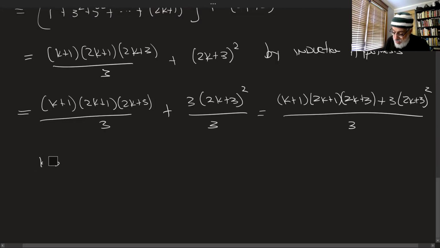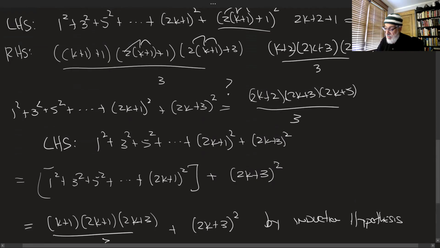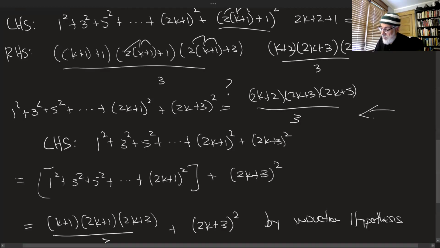Keep hitting this erase button. So the 2k + 3 term we're going to factor out, and a 3. I always think of this as where I want to end up, because we know we want to end up precisely here. We want (k + 1), (2k + 3), (2k + 5) divided by 3. Well, that's not 2k. That should be k + 2. My fault.